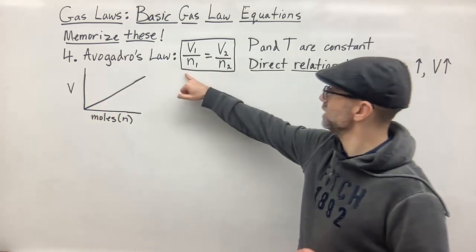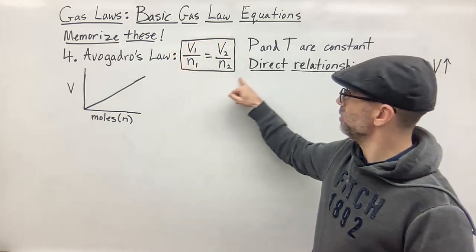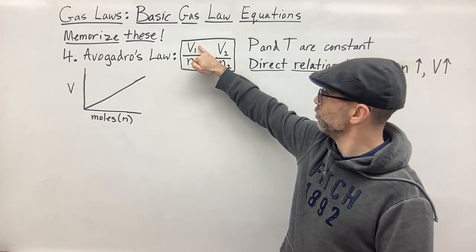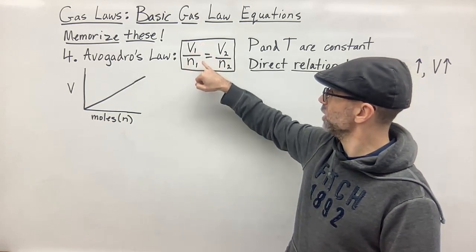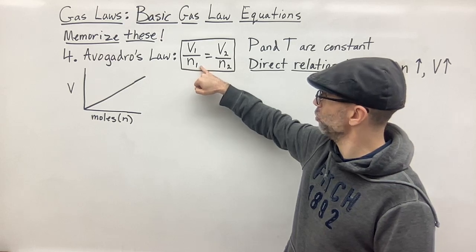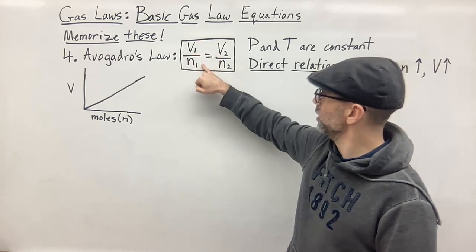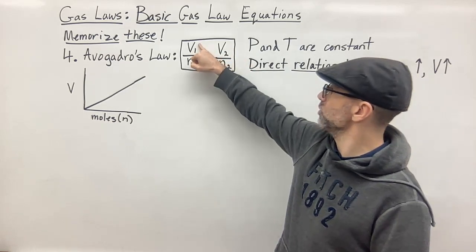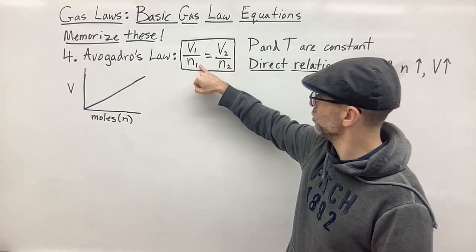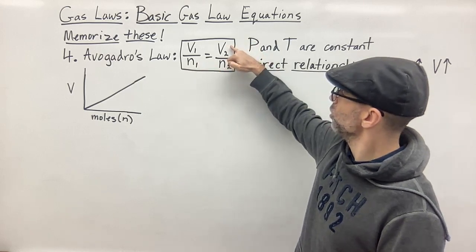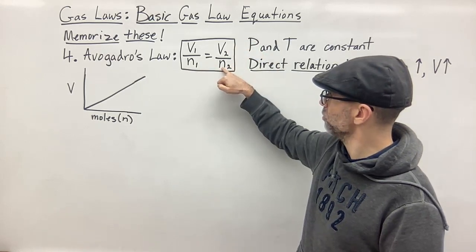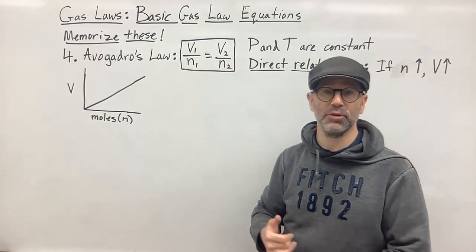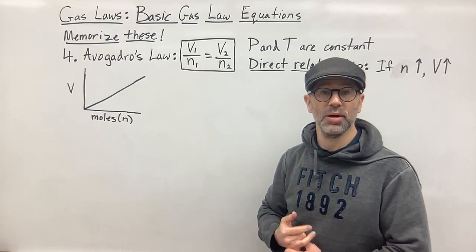And so here is the mathematical equation for Avogadro's law. V1, the initial volume, over the initial amount of gas in moles, so V1 over n1, is equal to V2 over n2. The initial volume over the initial number of moles is equal to the final volume over the final number of moles, right? Here, n is the number of moles. It has to be in moles. It can't be grams, right? So it's got to be moles.